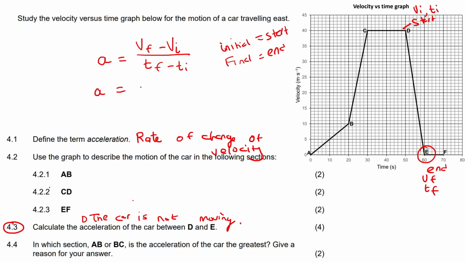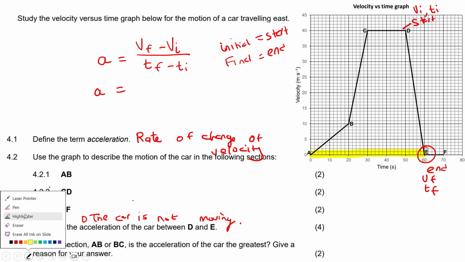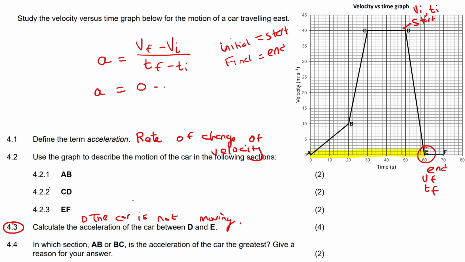So now we just use the formula. The first value is the final velocity. So we go to E because that's the final. And to read off the velocity, you go to the y-axis, which is the velocity. And what is it? It's 0. So we say 0. Then we say minus.